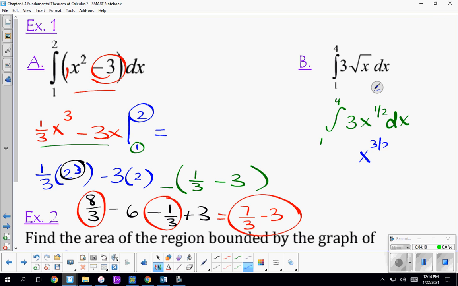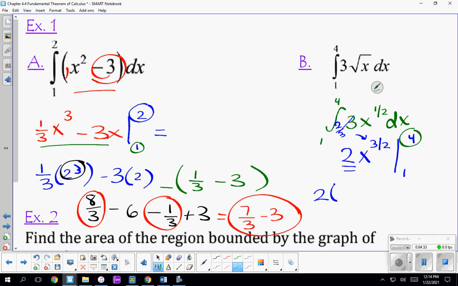So I'm going to add 1 to my exponent first. I'll get x to the 3/2, and then I'm going to divide 3 by 3/2. Remember, we take that second fraction, we flip and multiply. So we're really multiplying by 2/3, which turns into just 2. And I'm evaluating that from 1 to 4. If it's a coefficient, I can leave that in front of the entire fundamental theorem of calculus.